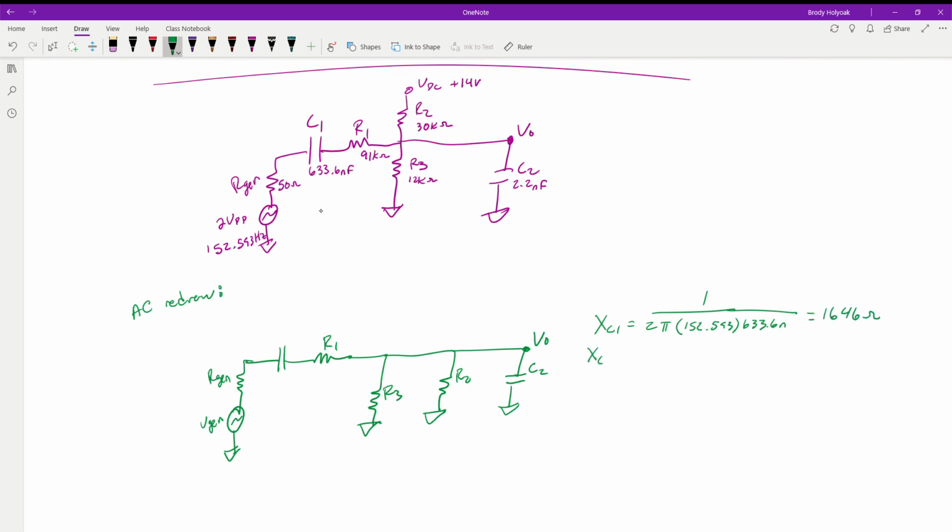And the reactance for capacitor 2, we do the same process, only this time we multiply it by the 2.2 nano. And that comes out to be 474,092 ohms.